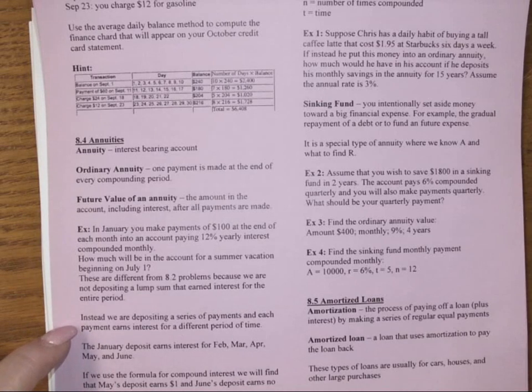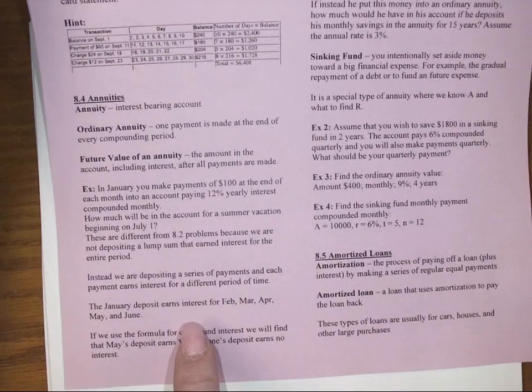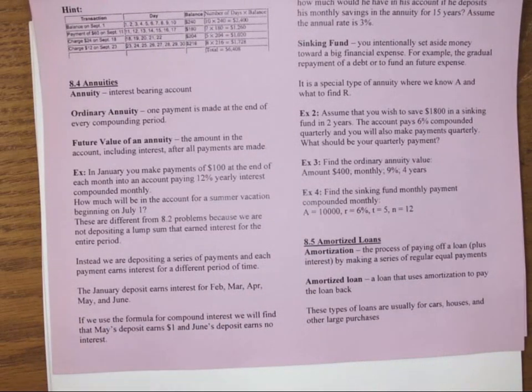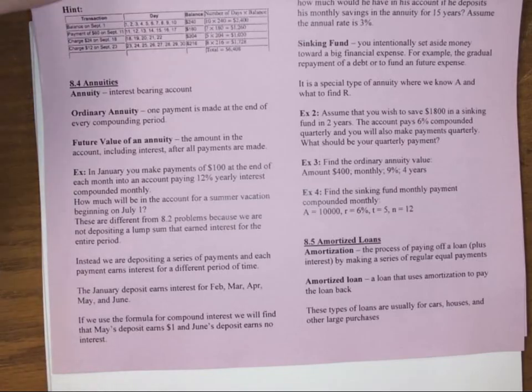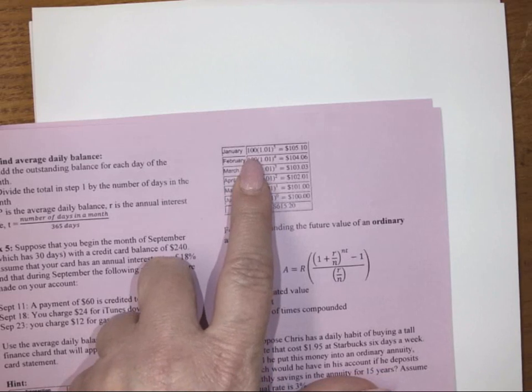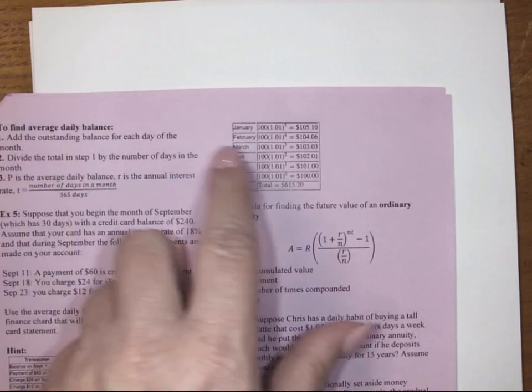Instead, we're depositing a series of payments, and each payment earns interest for a different period of time. The January deposit earns interest for February, March, April, May, and June. The March deposit will only earn interest for April, May, and June. If we use the formula for compound interest, we'll find that May's deposit earns $1 and June's deposit earns no interest, because you put it in in June and haven't had it in there long enough to earn any interest.